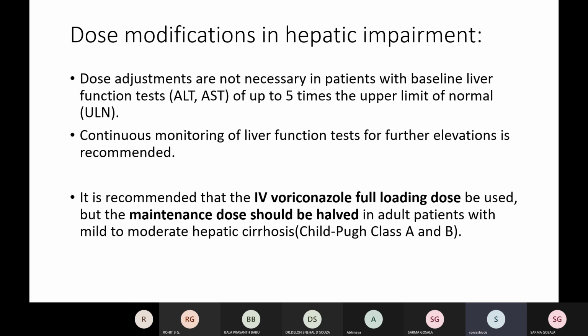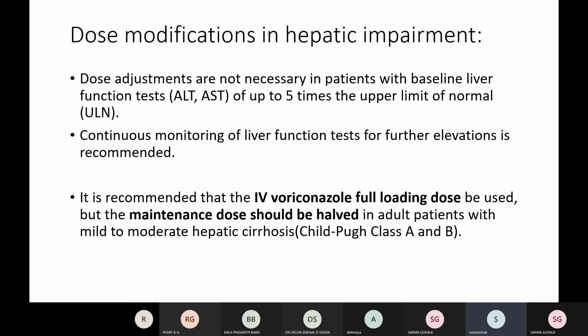Dose adjustments are not necessary in asymptomatic patients with baseline liver function tests, AST/ALT, up to 5 times the upper limit of normal. Asymptomatic transaminasemia up to 5 times the upper limit of normal does not require dose modifications. However, continuous monitoring of liver function tests is mandatory to keep a check on any further elevations we are noticing.